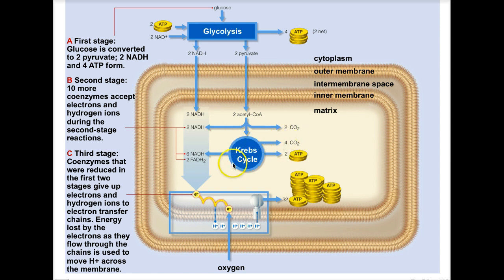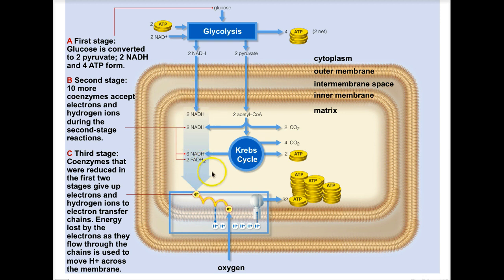We do get some energy out of the Krebs cycle, 2 ATP. We also get more electron carriers. The 2 NADH that we got from glycolysis, 2 NADH that we got from taking the pyruvate and producing acetyl-CoA, and then 6 NADH as well as 2 FADH2 from the Krebs cycle.